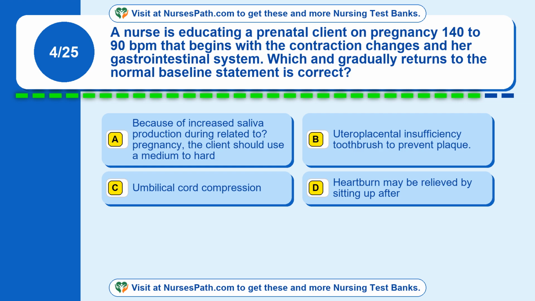Question 4. A nurse is educating a prenatal client on pregnancy changes and her gastrointestinal system. Which statement is correct? Option A. Because of increased saliva production related to pregnancy, the client should use a medium to hard toothbrush to prevent plaque. Option D. Heartburn may be relieved by sitting up after eating.